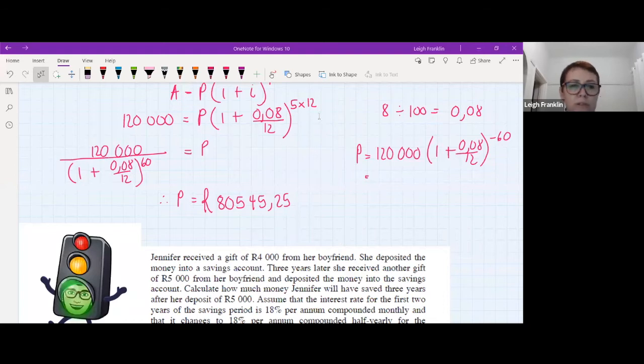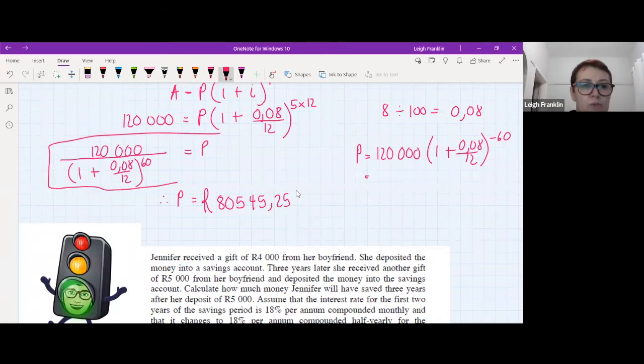I'm so pleased. Okay, so if it helps you, write this third step in. You don't have to, but if it helps you to do that, then go for it. Okay, so this is the step I'm referring to over here, this one. Okay, so that you solve for P correctly.